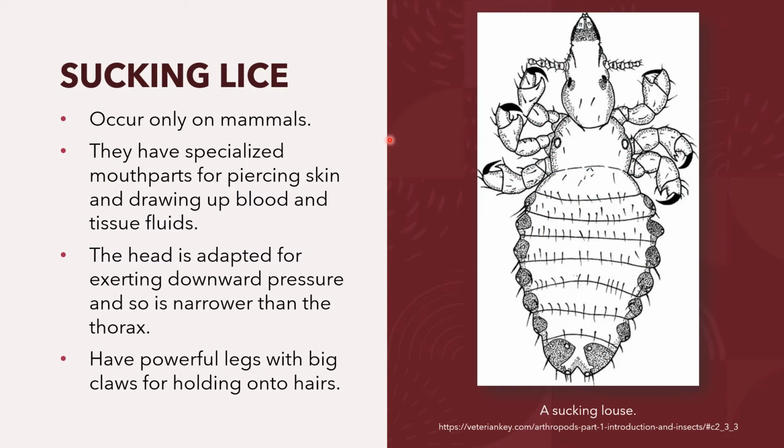Let's now proceed to the sucking lice. So the sucking lice are under the Anoplura. And unlike the chewing lice, they only occur on mammals. They have specialized mouthparts for piercing skin and drawing up blood and tissue fluids. The head is adapted for exerting a downward pressure and so is narrower than the thorax. They also have powerful legs with big claws for holding onto hairs. So this is an example of a sucking louse.